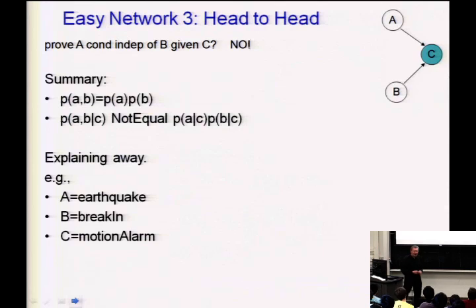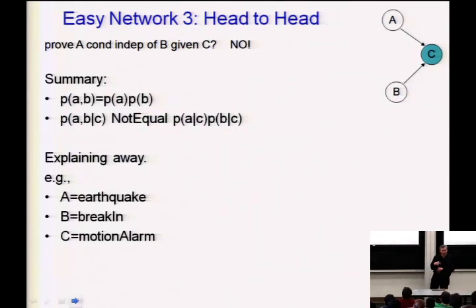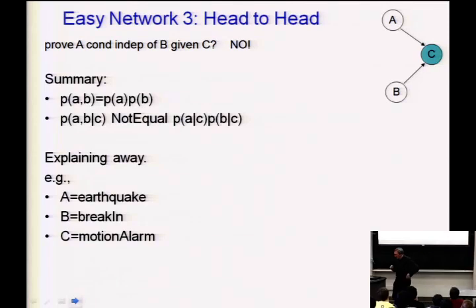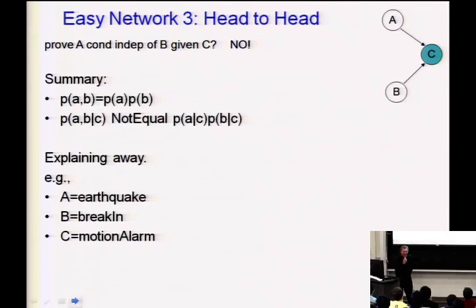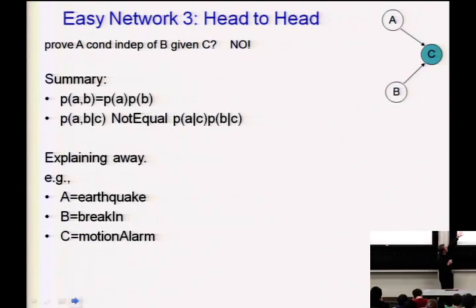Now, if it seems counterintuitive to you, as it did to me when I first encountered this, here's an example that helps me believe it. Suppose that A and B and C are Boolean random variables that stand for whether there's an earthquake, whether there's a break-in at our house, and whether the motion alarm in our house goes off.